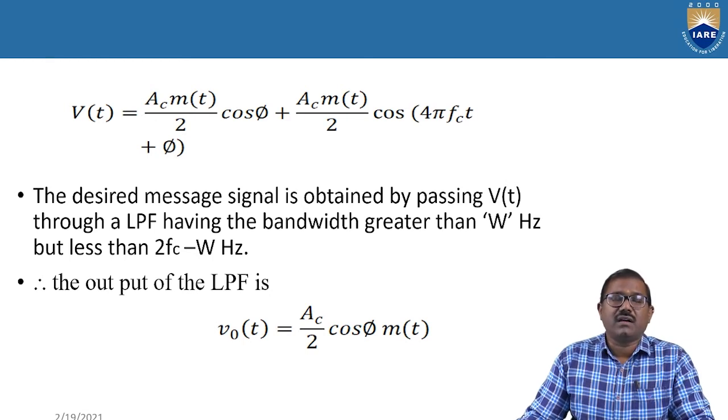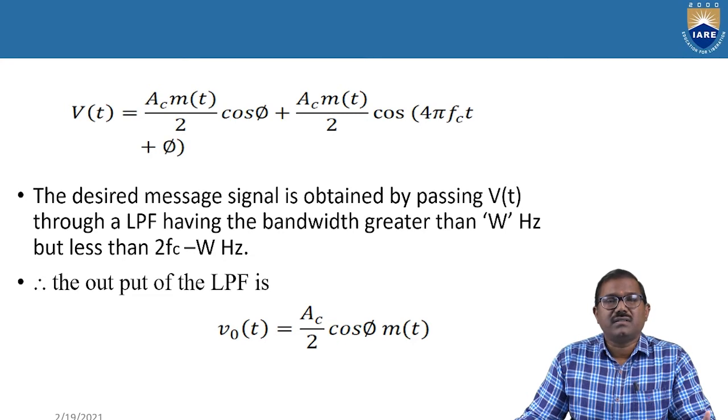So here phi is the phase difference. When phi is equal to 0, there is no phase difference. What happens? Cos 0 is 1.